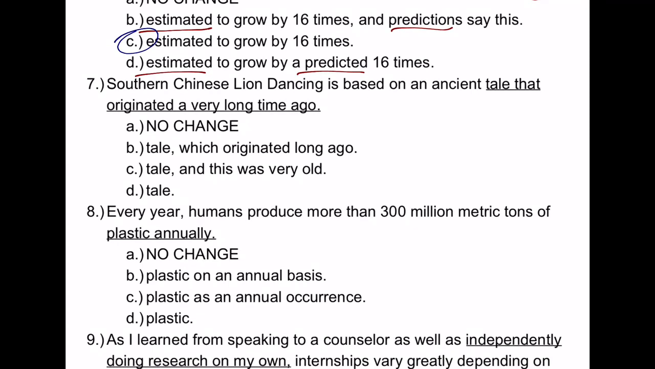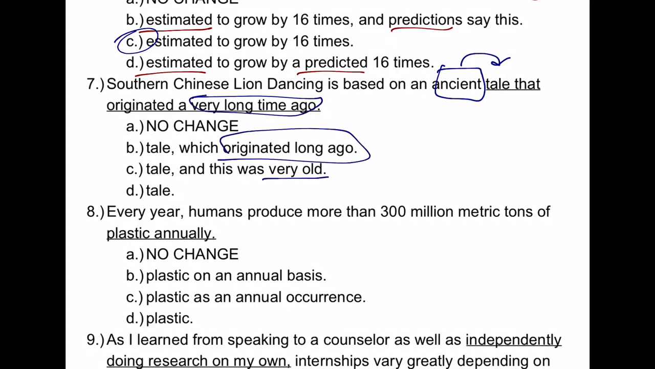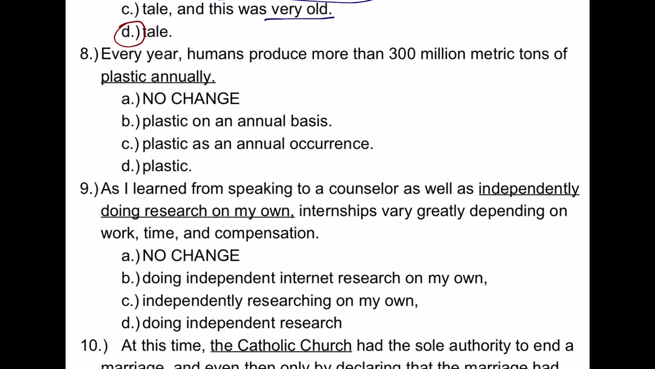And in number seven, we see that adjective ancient, describing the tale. So if we also say it came a very long time ago, or originated long ago, or very old, all of those are redundant. D is a better choice. Number eight, we see that every year and annual redundancy. So we're going to go with D, plastic.